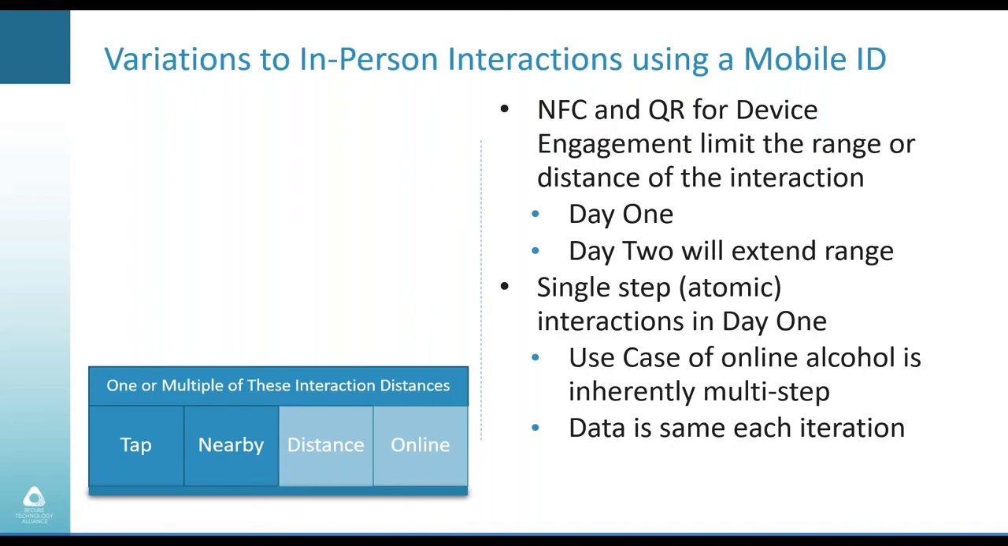You can also see that sometimes use cases may have multiple interactions within the same use case. And I'll use the example of online alcohol delivery, where you would go to the website, potentially log in with your mobile driver's license account, order, and then when the delivery person shows up at your door, you would then present your MDL again. Perhaps that's through a tap or QR code scan, but there can be multiple interactions that happen within a use case.